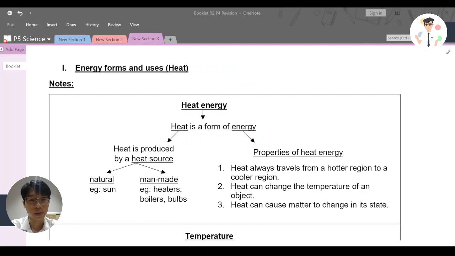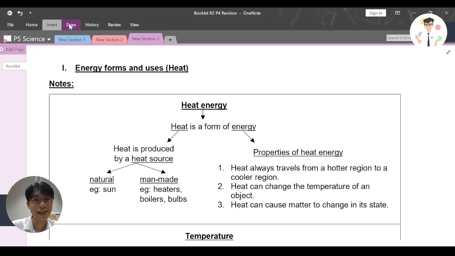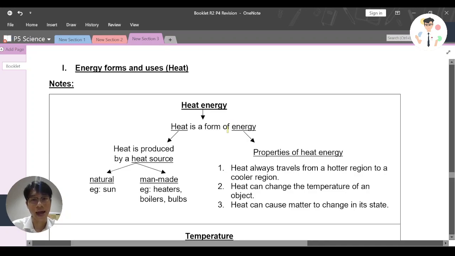Welcome back to digital class, and now we are coming back to energy form and uses, but now we are focusing on heat. Heat, in simple terms, you need to understand that it's actually a form of energy. Heat is usually produced by a heat source, and the heat source can be natural or man-made. A natural heat source is like the sun. Man-made heat sources include heaters, boilers, and bulbs. All these are heat sources produced by humans. And since heat is a form of energy, we also call it heat energy.